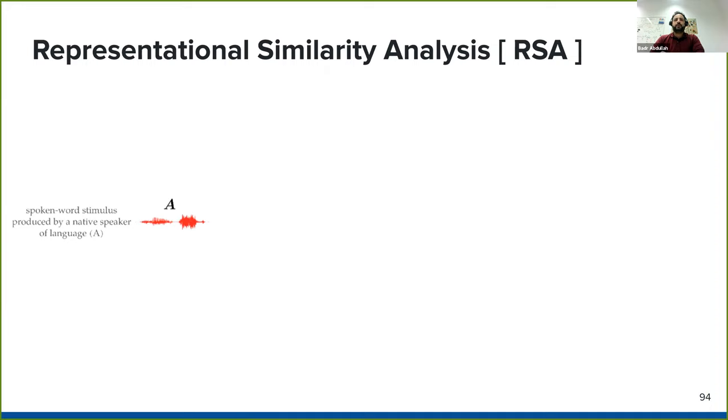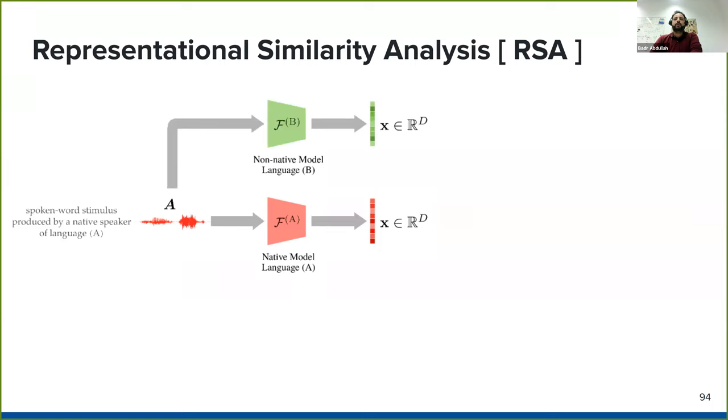So here to illustrate this with an example. Let's say that we start with a single spoken word stimulus, let's say from language A, and we use the model to represent this spoken stimulus with a vector. Let's say for this case this vector X. And we use the native model that was trained on the same language to project the word into a representation. And we do the same, but we project the spoken word into a vector by a non-native model that was trained on language B. So here we have two different representations of the same word, but since they live in two different representational spaces, we cannot compare them together.